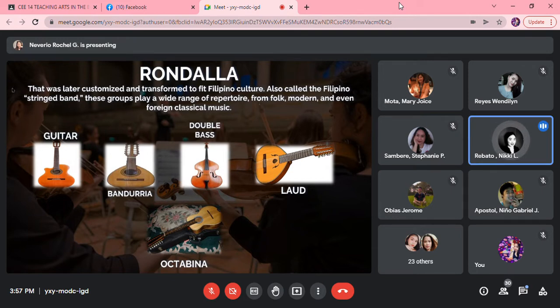Next is bandurria. It is a small stringed instrument derived from the guitar. It has 6 courses of pairs of metal strings tuned in fourths. Usually it plays the top treble part. It is played by using a plectrum, a small pick or piece used to pluck a string instrument, usually made of plastic, metal, ivory, or a shell.